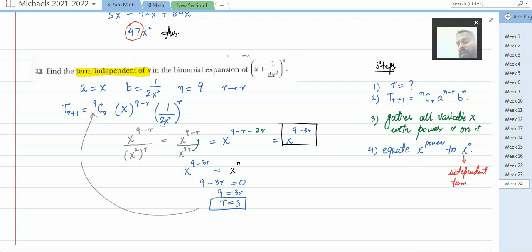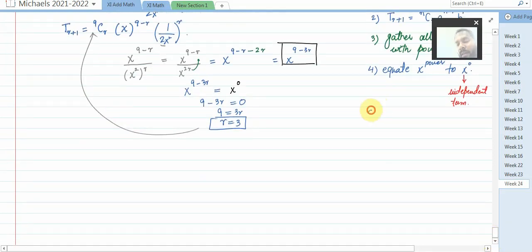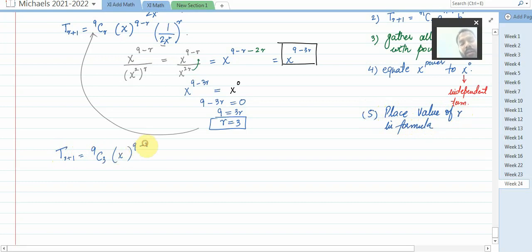Alright, now I'm going to place, I'm just writing down the step here, place the value of r in the formula. Alright, so it's T, now the value of r is what? 3 plus 1. T of 3 plus 1 is equal to 9 combination 3, x to the power 9 minus 3, 1 upon 2x square, power 3.